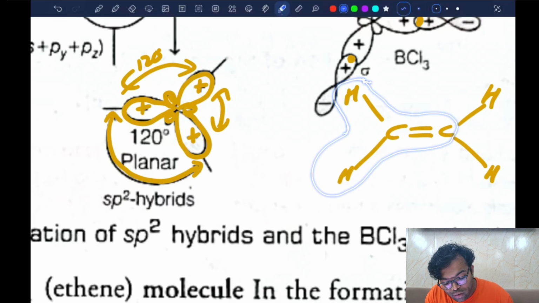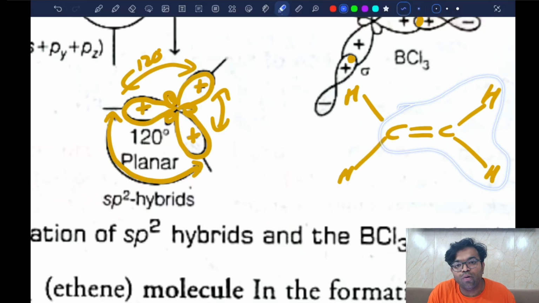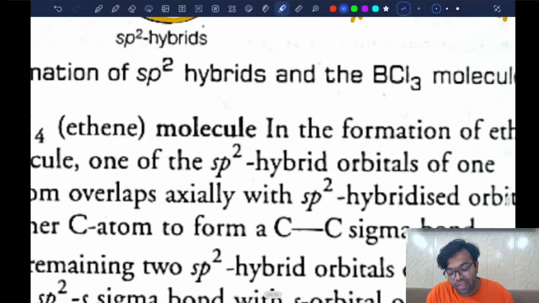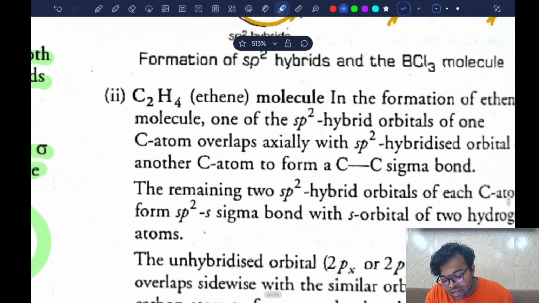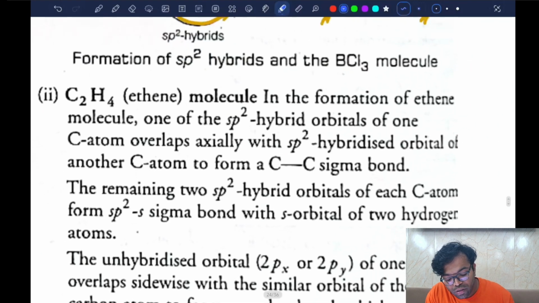And similarly, you have one more trigonal planar geometry. So two trigonal planar structures are used up, one next to another, to actually produce what? To actually produce the CH2 molecule. Now let's see what happens in the CH2 molecule. Now let's see the C2H4 ethene molecule formation.